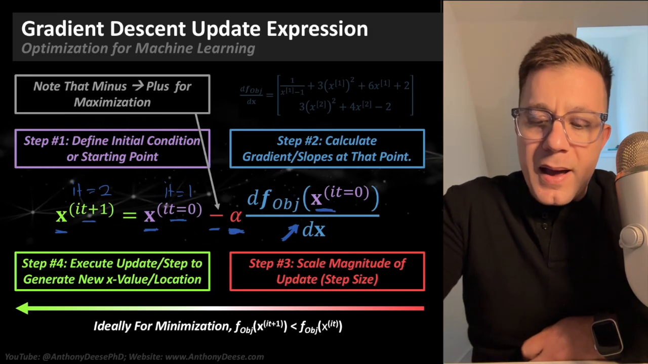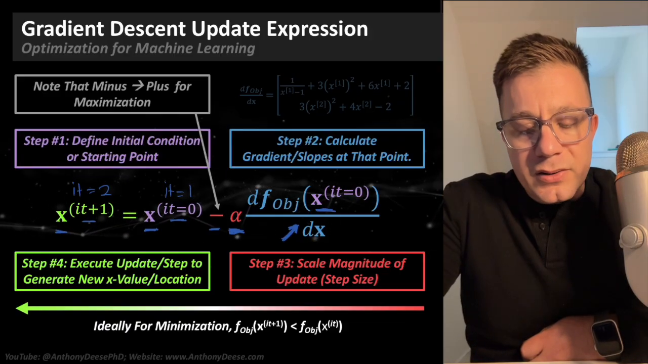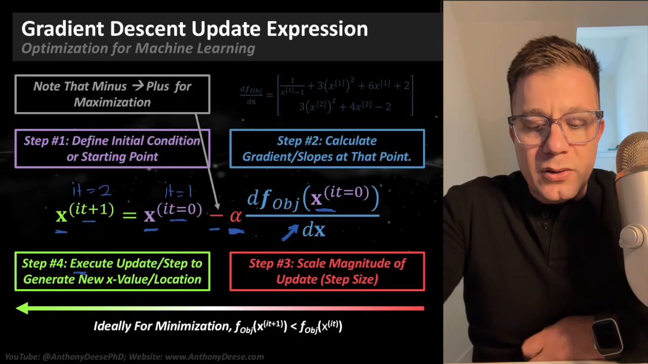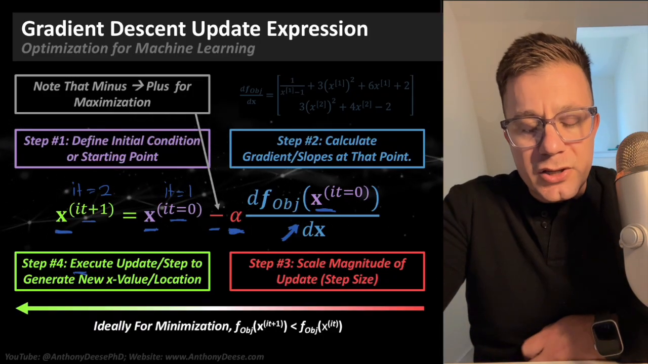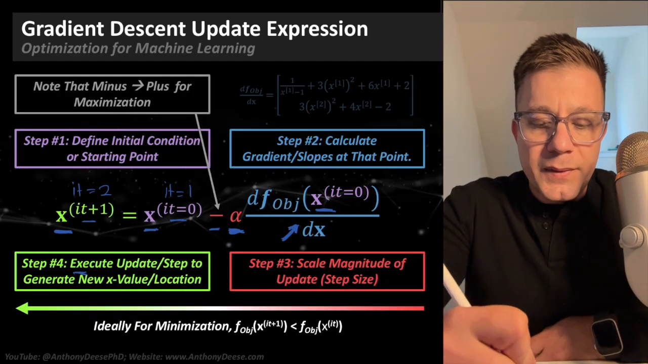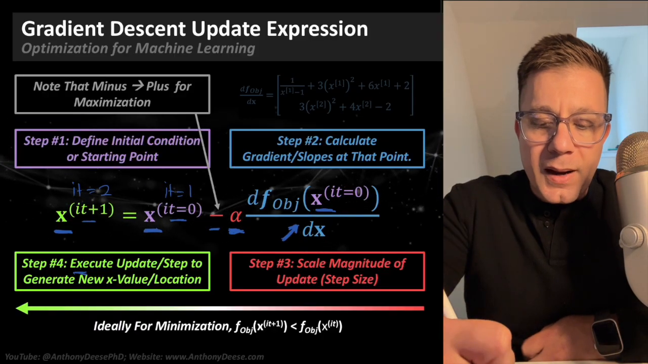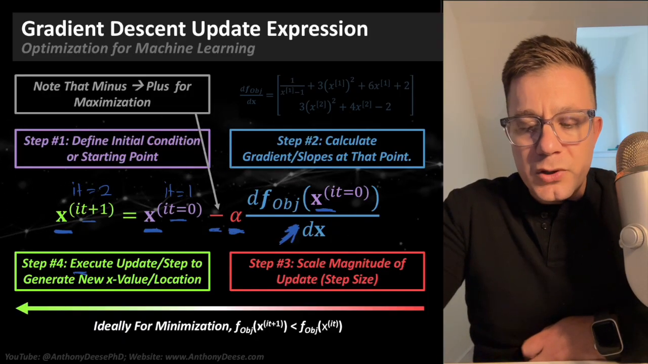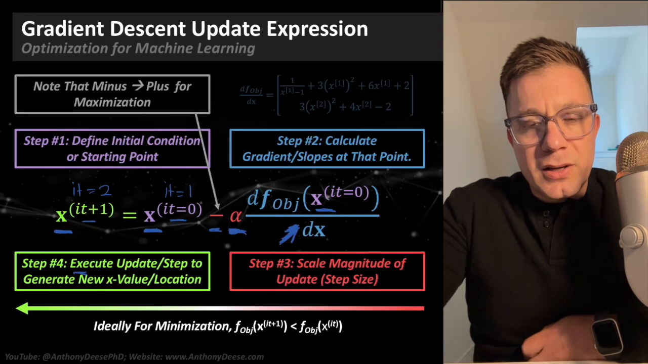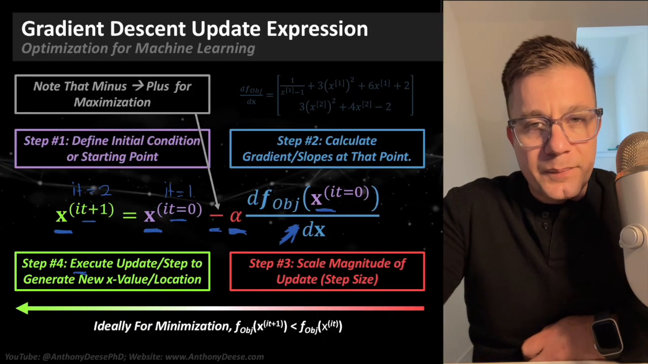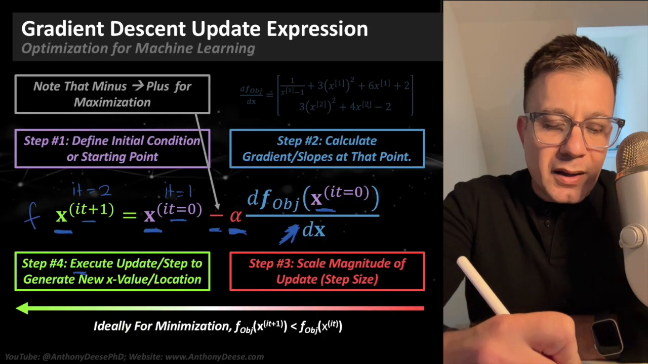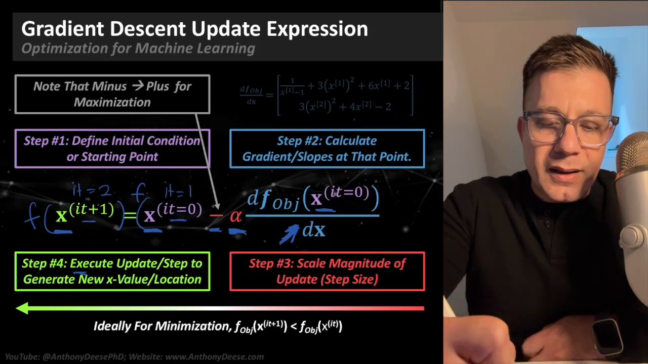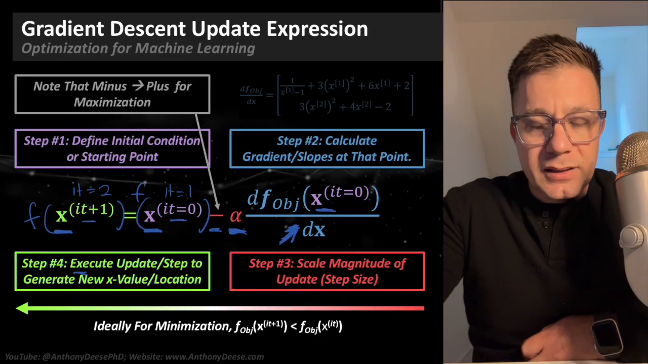We then scale the magnitude of our update, or scale our step size, and then finally execute the update, or step, to generate a new x value, a new location. Essentially, the new x value is equal to the old location minus the product of 2 elements. We have the gradient, which tells us in which direction we should be moving, and then the alpha coefficient, which tells us how large of a stride we'll be taking. Now, ideally, for minimization, if we apply the objective function to the updated value, it should yield a number less than if we applied the objective function to the previous x value.